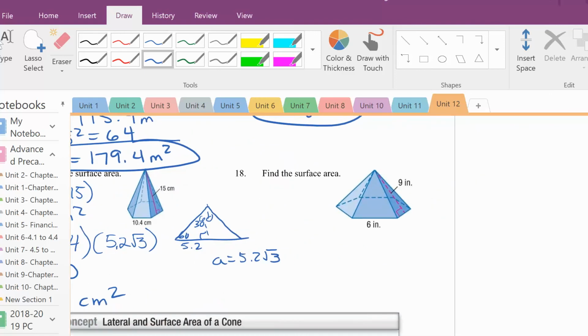All right, let's look at the next one. This is now a hexagon again. So now the perimeter of the base is 36. And the height, the slant height, is 9. So the lateral area is 1/2, 36 times 9.